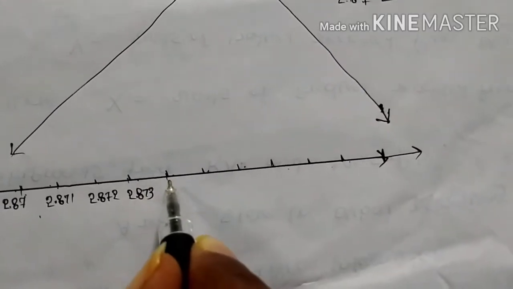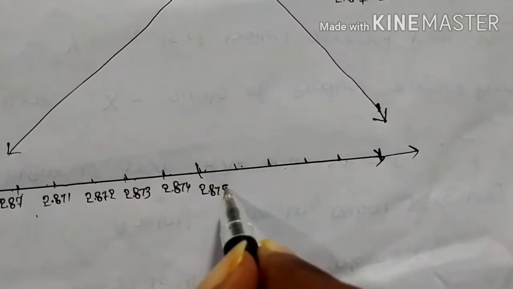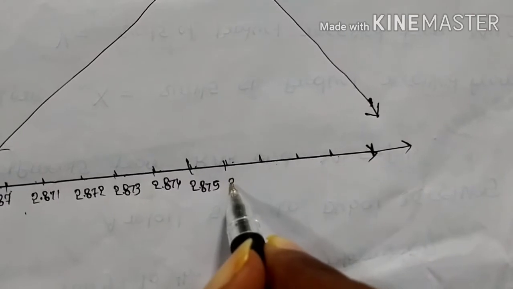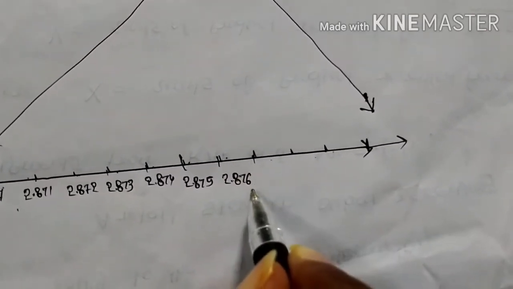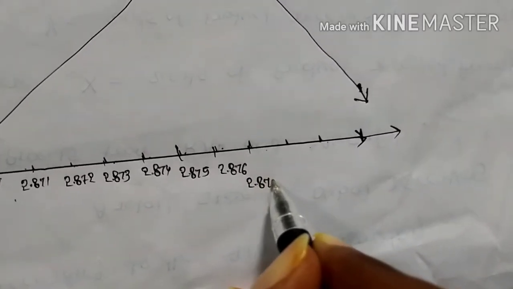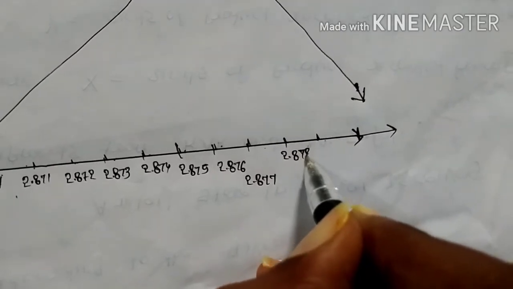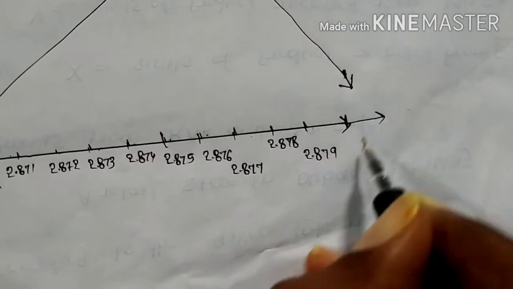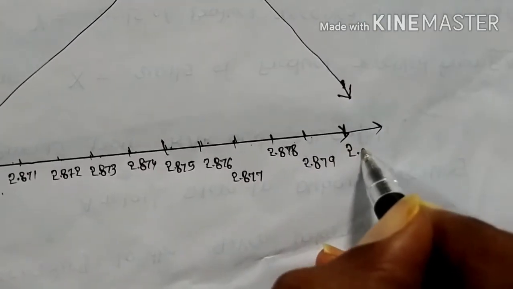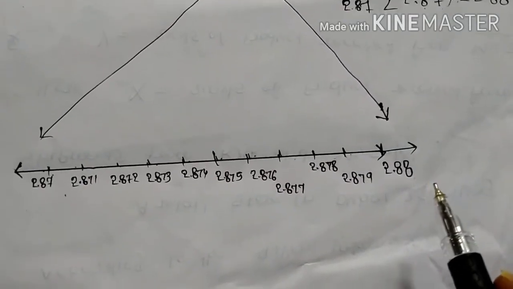2.873. Here how much will it become? 2.874. Here how much can you write? 2.875. In the similar way 2.876, 2.877, 2.878, 2.879. It will become how much here? 2.88 only. Is it okay? I hope you understand this one.